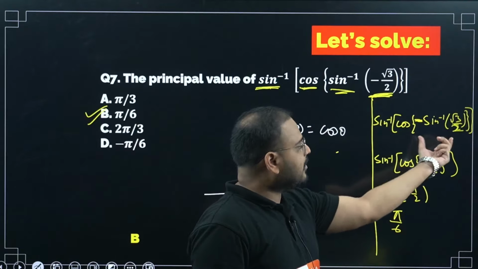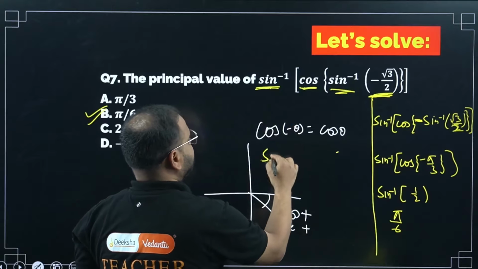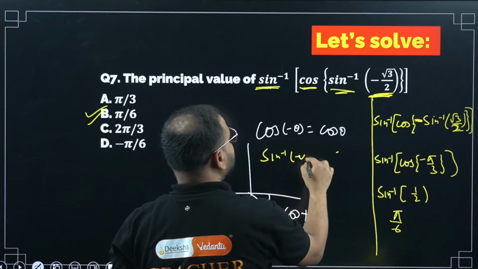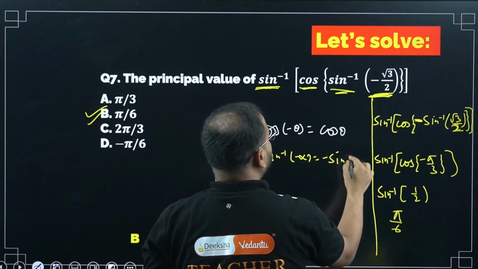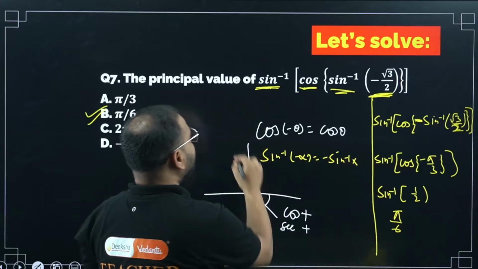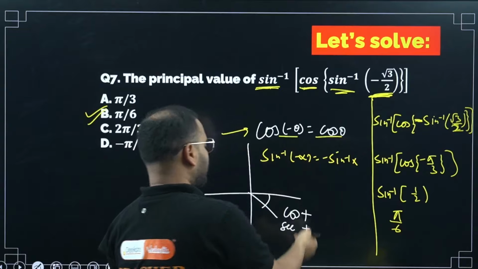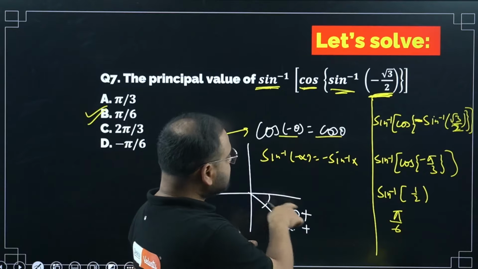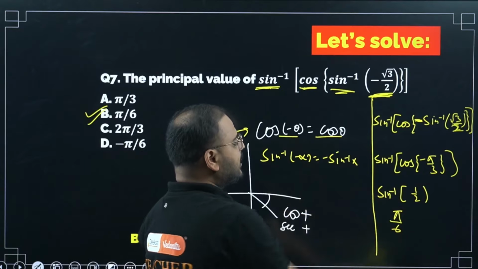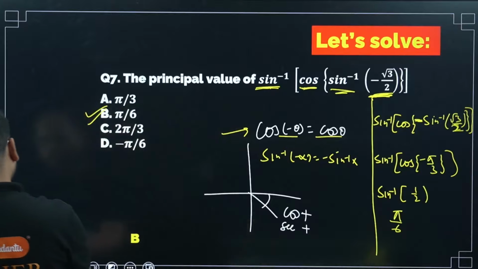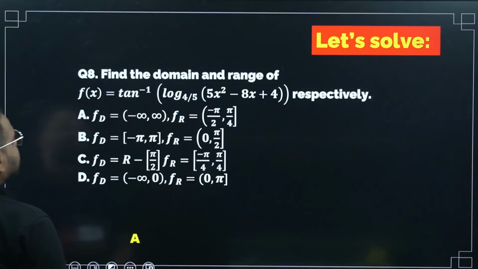Understood? So first we solve using which rule? This one: sine inverse of minus x is minus sine inverse x. Then we use this rule: cos of minus theta is cos theta, using the quadrant for the angles. And then we get sine inverse of 1 by 2. The answer is pi by 6, which is B. Let's move on, sir. Okay.